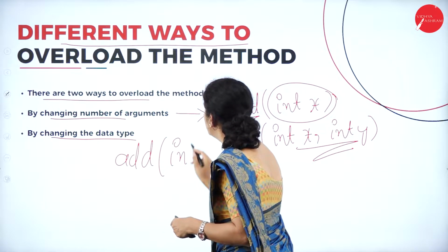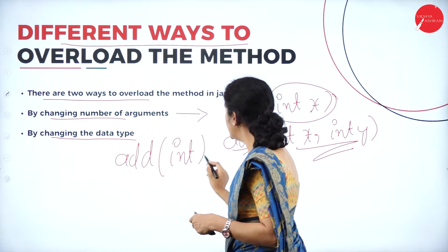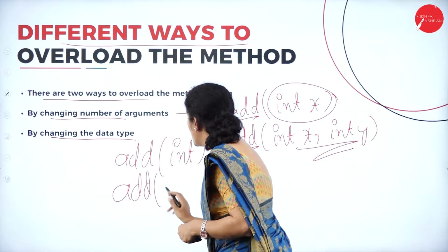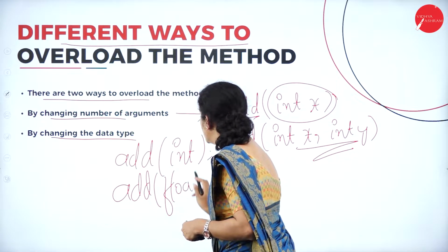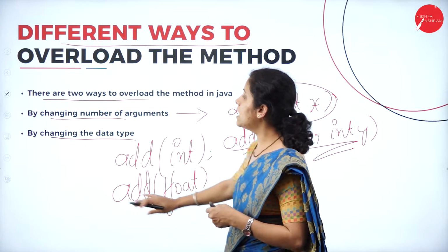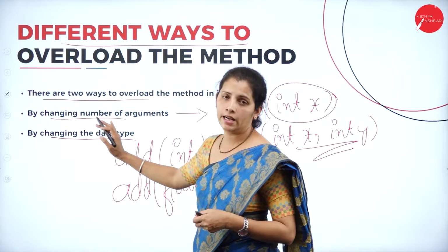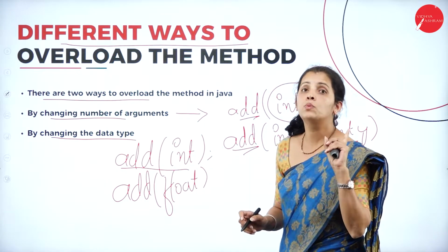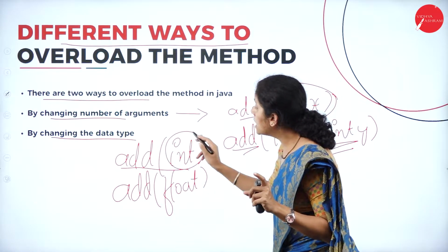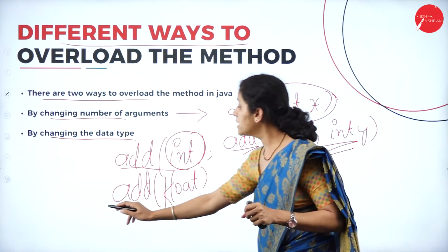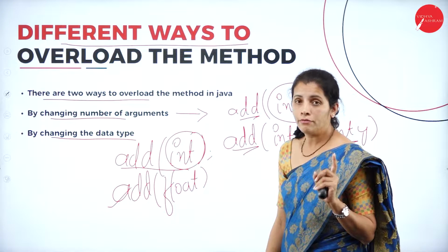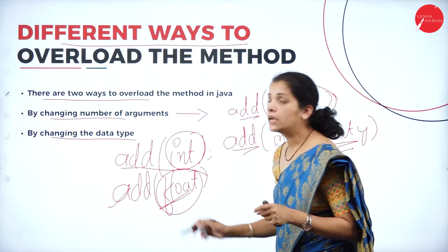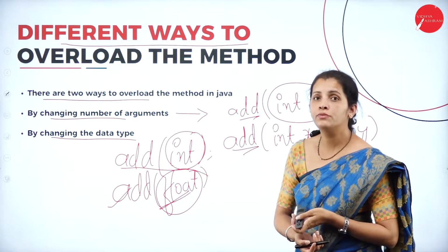And by changing the data type, for example, I'll write the same function here. The parameter type is integer, and if I write the same function using the float data type, then this is the example for changing the data type. See here at the beginning I'm having only one parameter, but what's the difference? The data type, here it is integer. And the second function has one parameter, but what about the type of parameter? That is float.